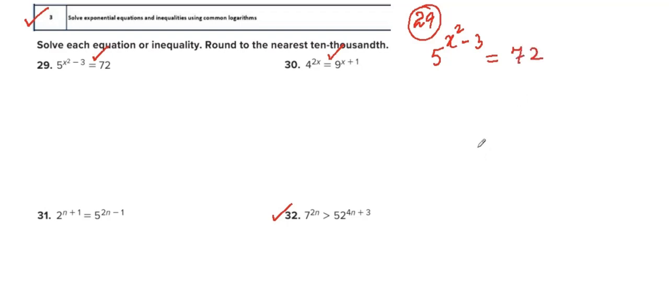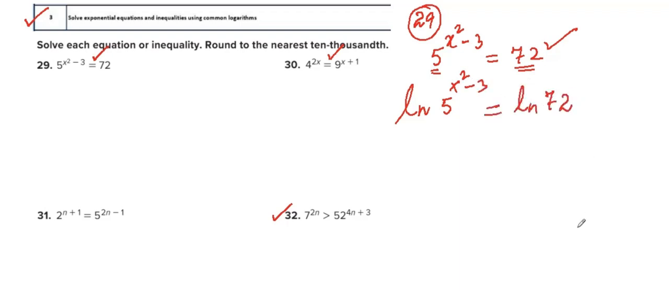In this type of question, you cannot make the base the same as 5, because 72 cannot be changed into the same base. If you write this in a calculator it will also give the answer, but I'm still doing the steps. So take log on both sides, natural log. This is 5 power x squared minus 3, and natural log of 72. ln means the base is e. Now the power will come in the front.